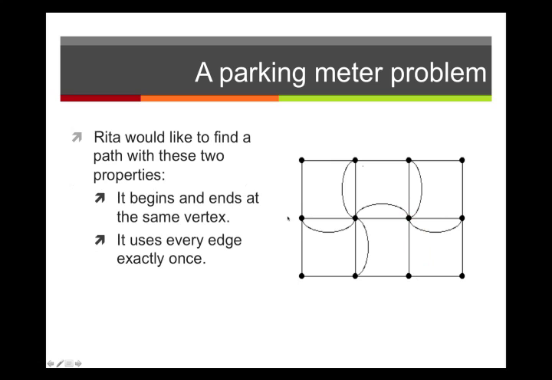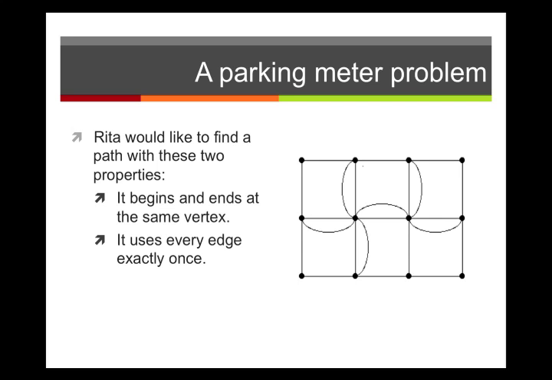Now, what does she want to do, given that we now have a graph? Well, we can say what she wants to do using our graph theoretic terminology. What she would like to do is find a path with two properties. The first is that it begins and ends at the same vertex.